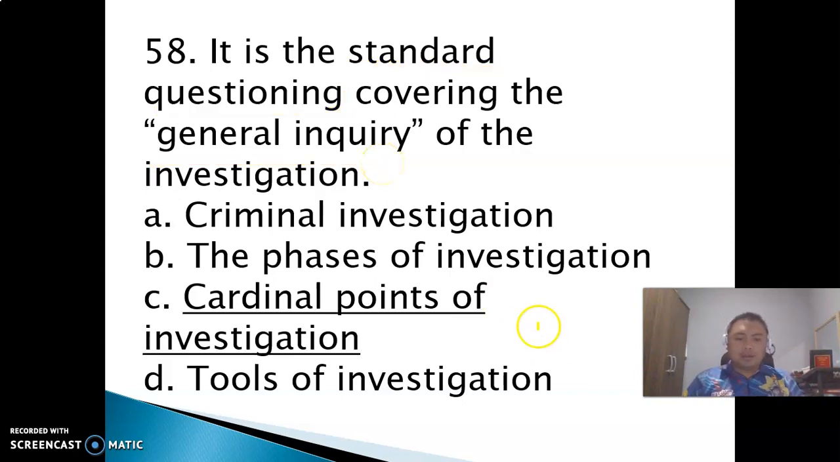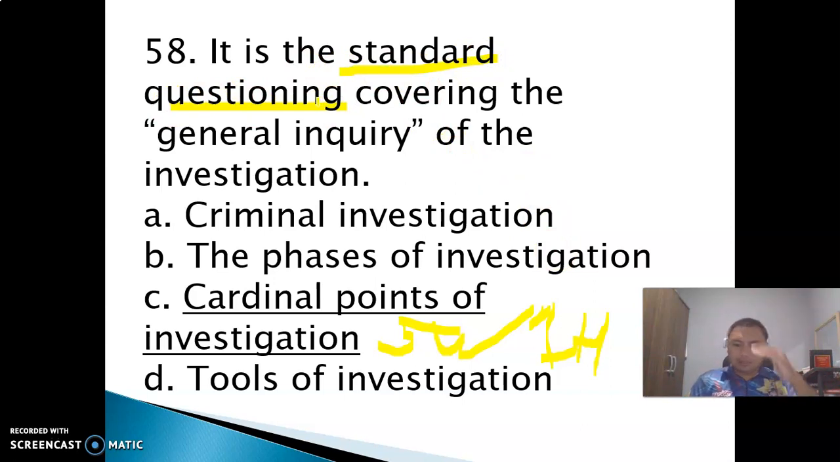Remember the 5W and 1H. That is a standard questioning yun. Okay? Standard questioning. 5W and 1H. So, from the STEM alone, we can find the answer already.